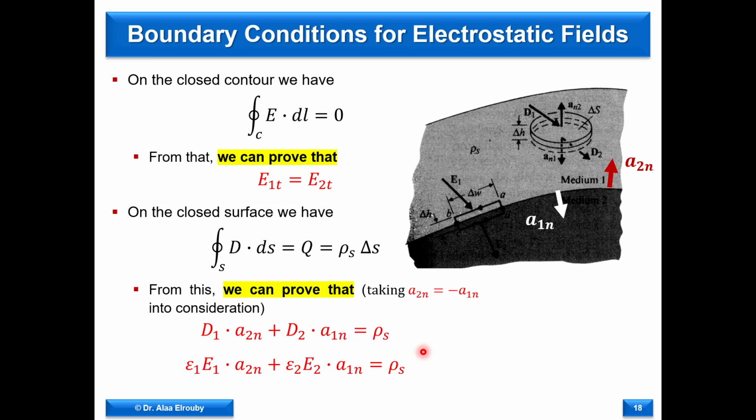It depends which one is the reference. If D1, the normal component going out, is larger than the normal component going in, it would give us a positive charge on the surface. So the difference between the normal components of the displacement vector equals rho s, the surface charge density.